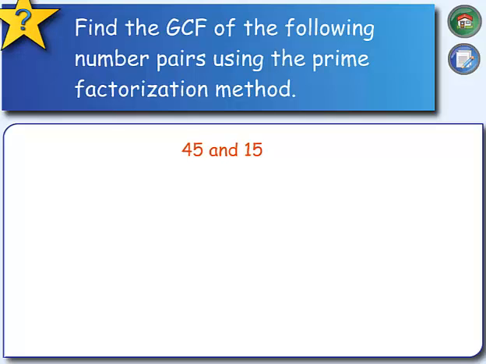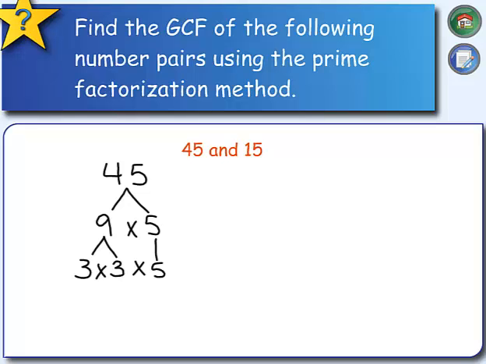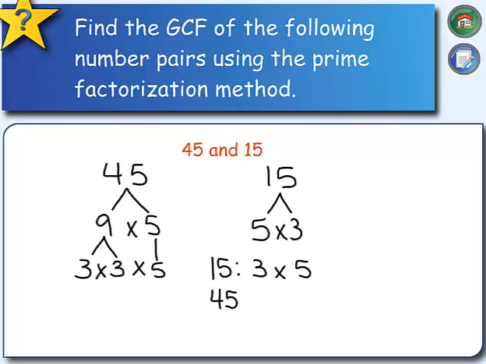Let's practice one. 45 and 15. 45 ends in a 5, so I know I can break it down into 9 times 5. 9 is not prime, so I break that down into 3 times 3 and bring that 5 down. There's my prime factorization for 45. 15 is just 5 times 3, or 3 times 5. So let's write it out. 15, 3 times 5. 45, 3 times 3 times 5.